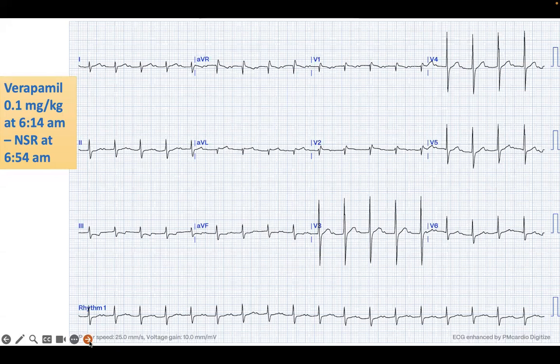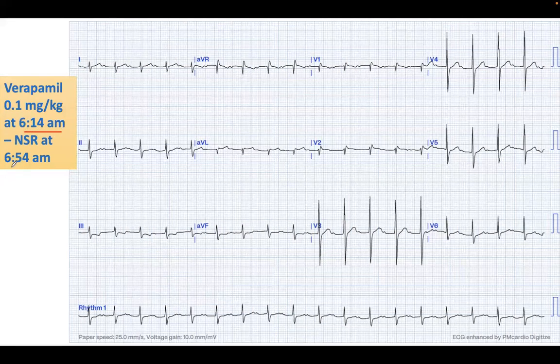This patient was given amio before. He called me, and I told him, just give verapamil. We gave verapamil at 6:14 a.m. At 6:54 a.m., her rhythm changed.